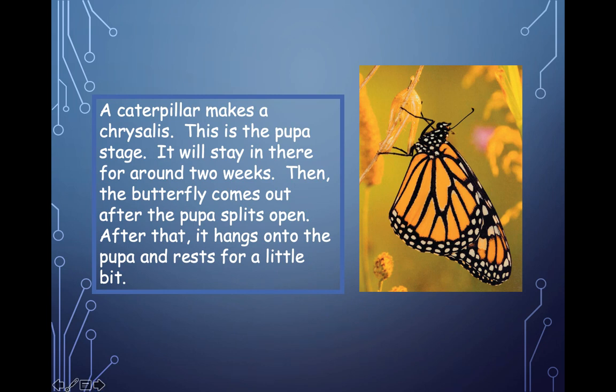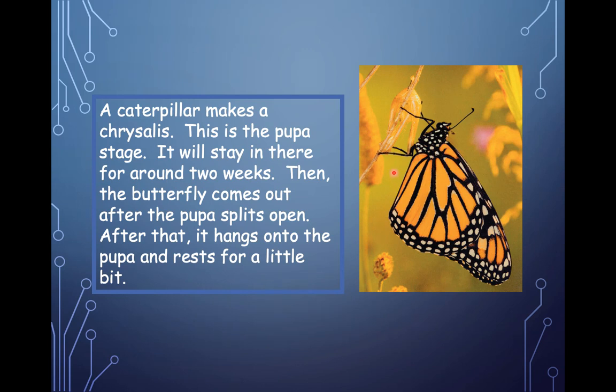So let's see. We're going to look at this. I know you're going to be practicing it, but let's do this together. Here we go, as far as the reading part. A caterpillar makes a chrysalis. This is the pupa stage. It will stay in there for around 2 weeks. Then the butterfly comes out after the pupa splits open. After that, it hangs onto the pupa and rests for a little bit.